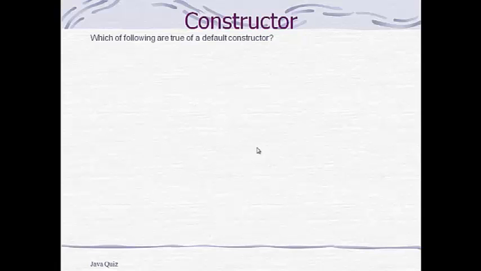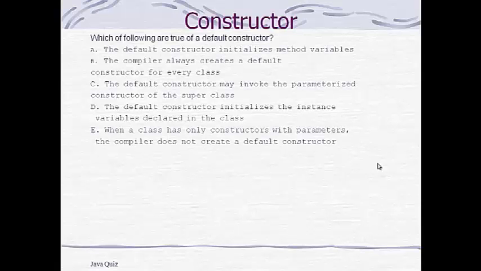Constructor. With regards to default constructor, which of these are true? Default constructor initializes method variables. Compiler always creates a default constructor of every class. Default constructor may invoke the parameterized constructor of the superclass. Default constructor initializes the instance variable declared in the class. Or when a class has only constructors with parameters, the compiler does not create a default constructor.